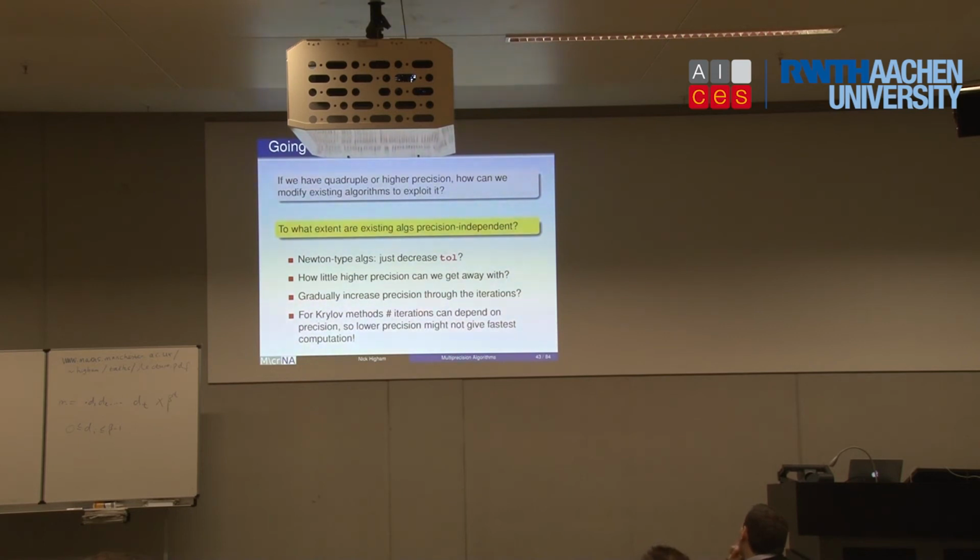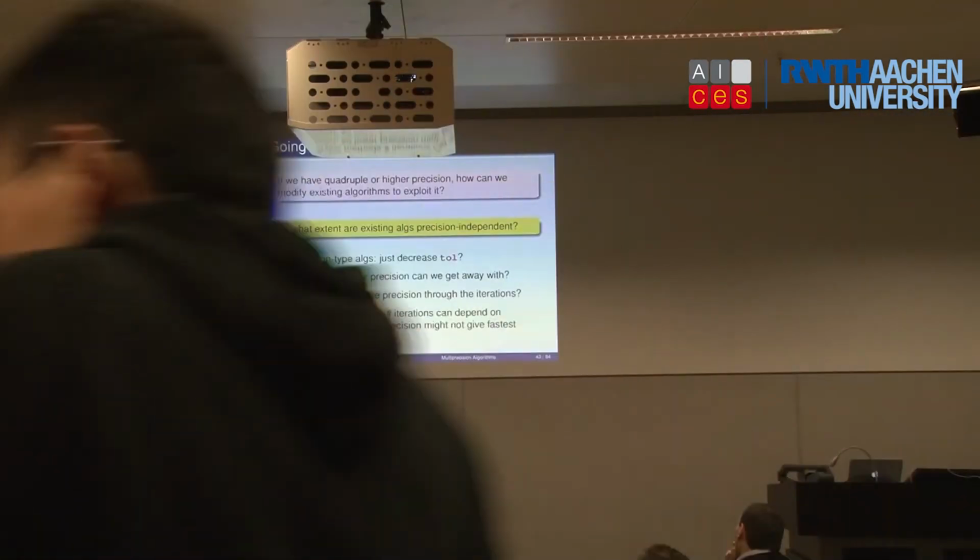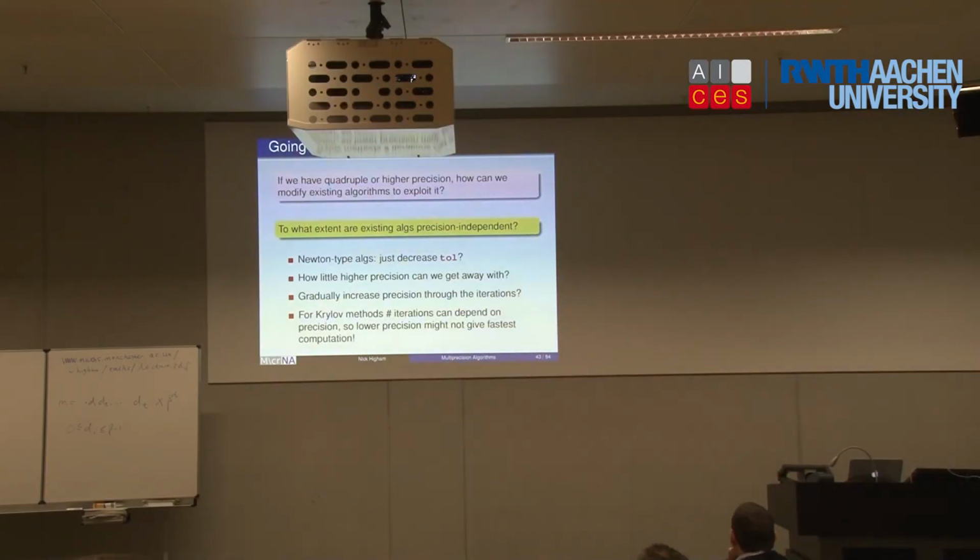Well, the first question, I suppose, is whether the existing algorithm is independent of the precision. It might be. If you're doing a Newton method, you'll have a convergence test somewhere that just says if error less than tolerance, stop. Maybe all you have to do is change the tolerance from 10 to the minus 16 to 10 to the minus 32 for quad. It could be that simple. In other cases, it will be harder.